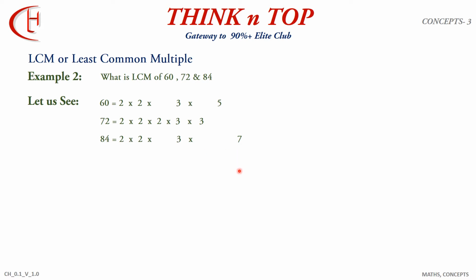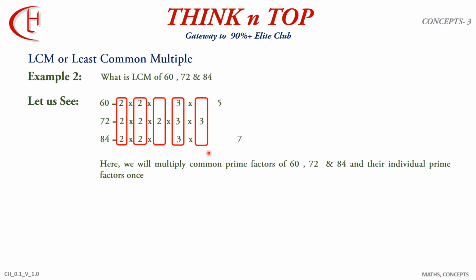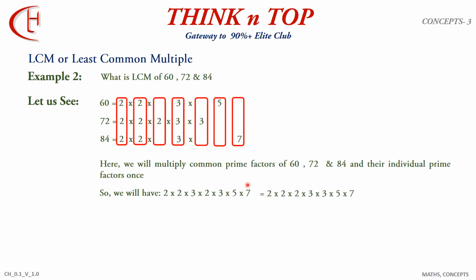Now again we will find out the common prime factors of 60, 72 and 84 first. What are those? 2, then again this line shows, then we have this. And what are the individual ones? This 2, this 3, this 5 and this 7. Now we will multiply them. 2, 2, 3, then again this 2, then this 3, then this 5 and this 7. Rearranged it for it to appear nice. So 2520 is the LCM for 60, 72 and 84.